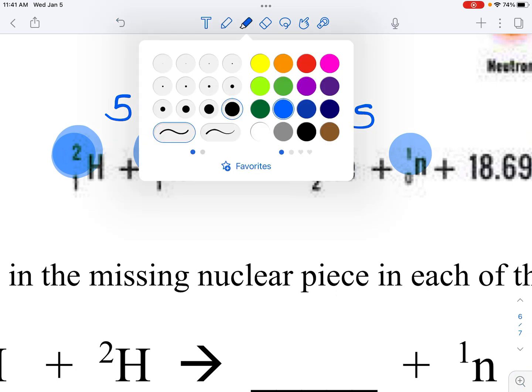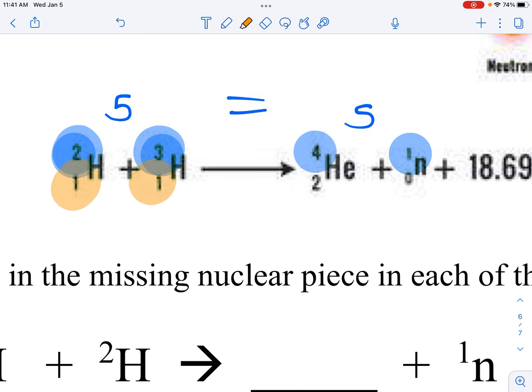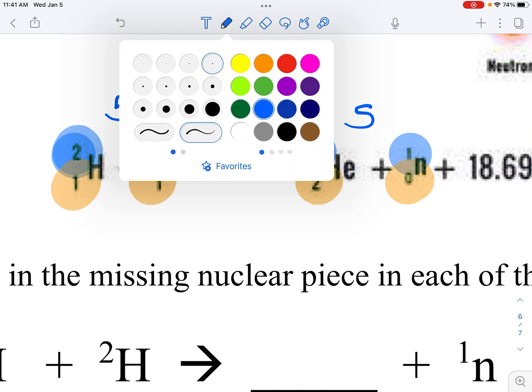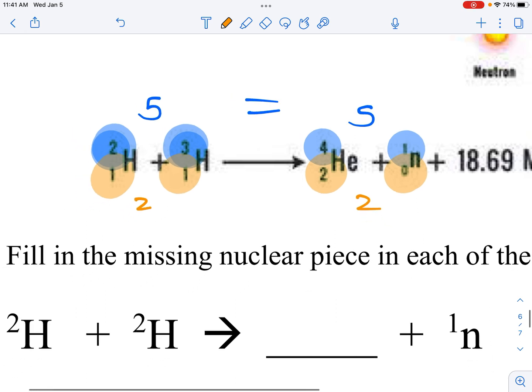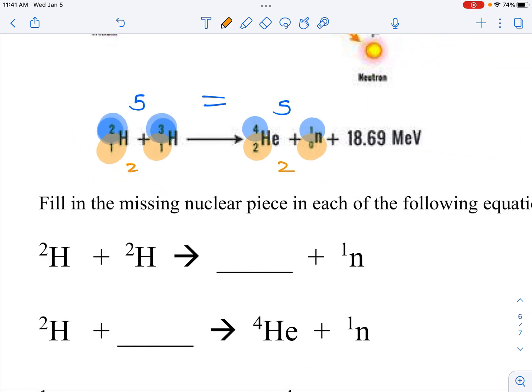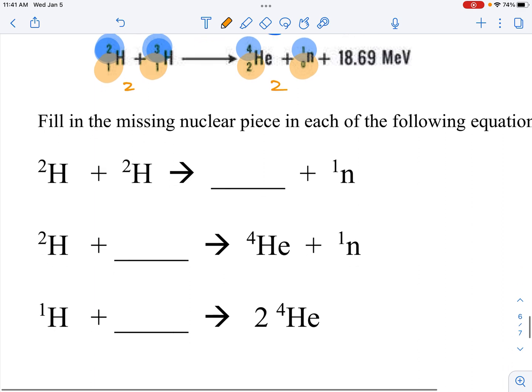Down below, you just have to make sure that your bottom numbers are the same as well. 2 and 1 is 3... 2 and a 1 is 2, and 2 and a 0 is 2. So that's all we're doing. We're just making sure that the top numbers on the left equal the top numbers on the right, and the bottom numbers on the left equal the bottom numbers on the right. And remember, of course, that neutrons are zeros here. So already looking ahead, I've got 0 and 0 for neutrons. Neutrons have no bottom number.